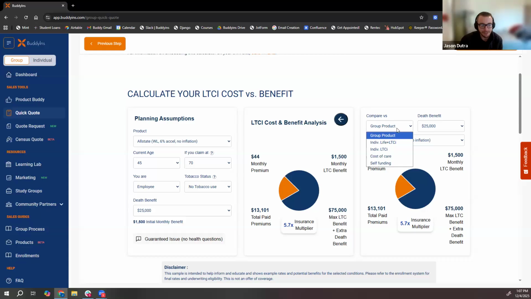but you can compare to a number of different scenarios, individual hybrid life, so life plus long-term care, individual traditional long-term care. You can compare to the cost of care and self-funding. But today is all about this brand new feature of being able to compare group products. So I want to give you an idea of the range of motion that this tool has, number one, but then I want to really just peel this away and come out with some interesting insights here.